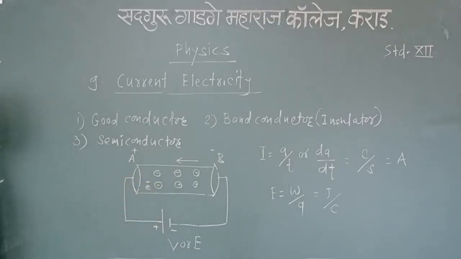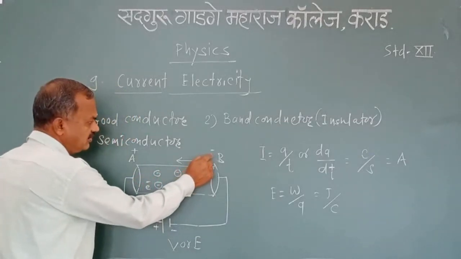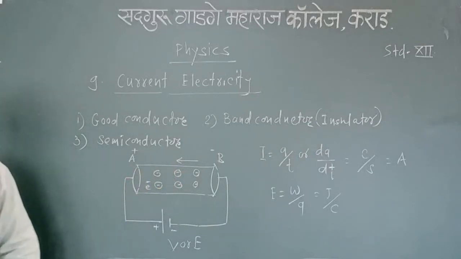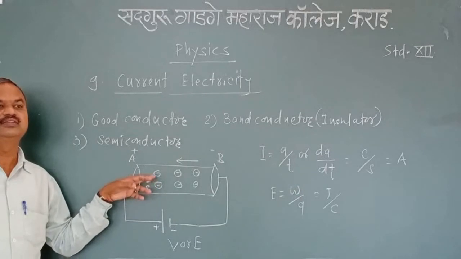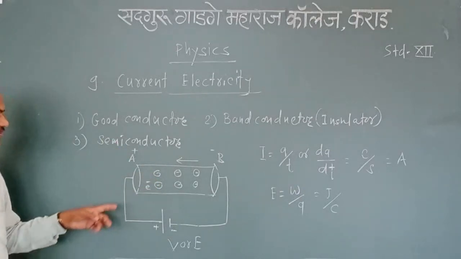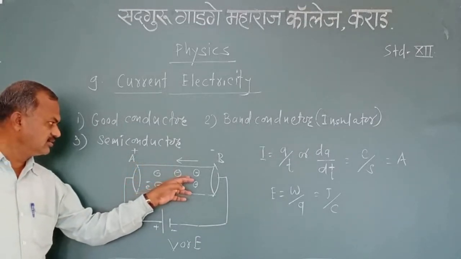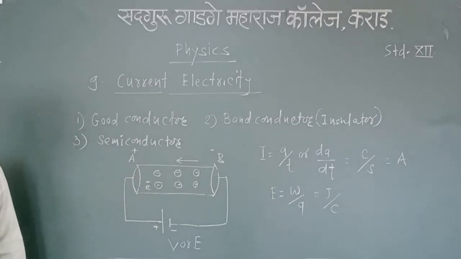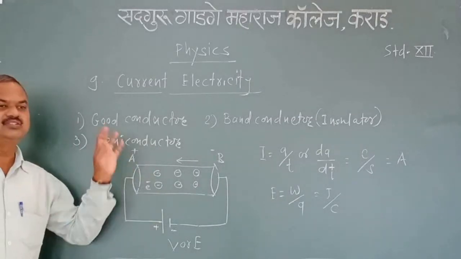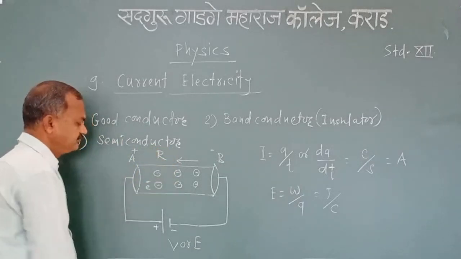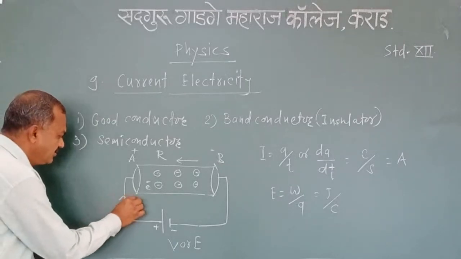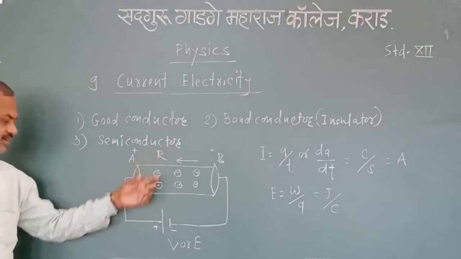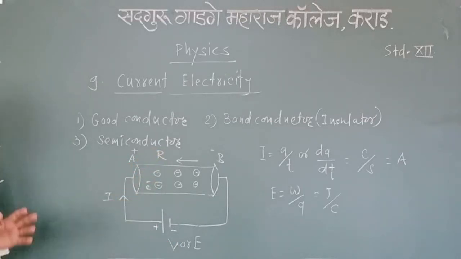While moving from lower potential end B to higher potential end A, these electrons collide with vibrating atoms within that conductor. Due to that collision, vibrating atoms oppose the motion of free electrons. That opposition offered by the atoms to the flow of electrons is called the resistance of that conductor, denoted by symbol R. Here I is the current flowing through the circuit, R is the resistance of the conductor, and V is the potential difference applied across the ends of the conductor.